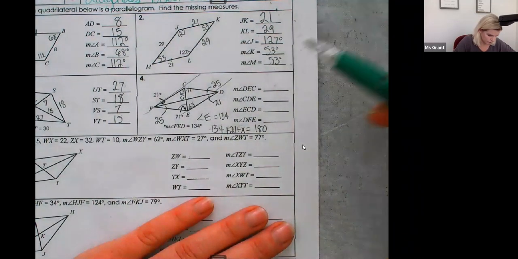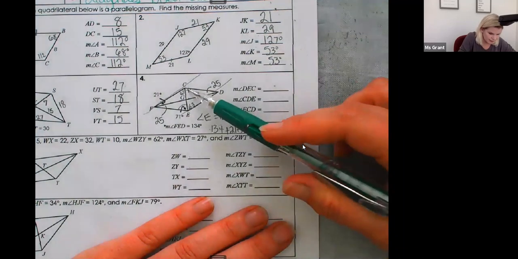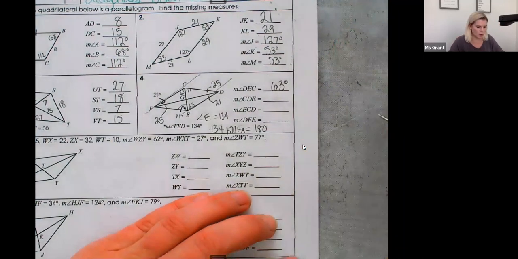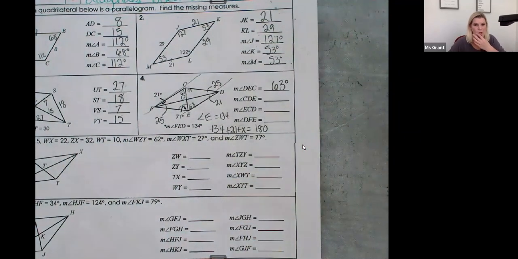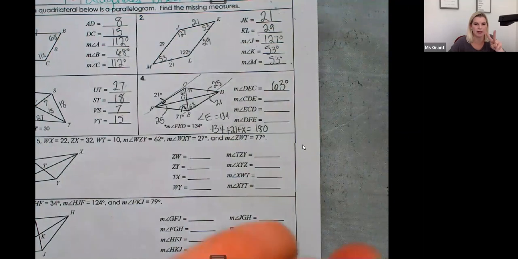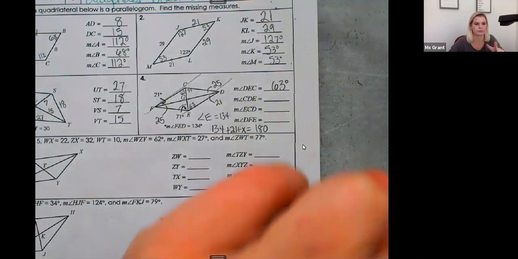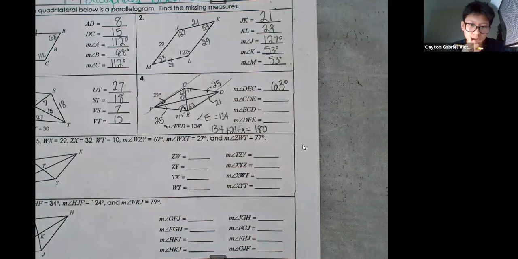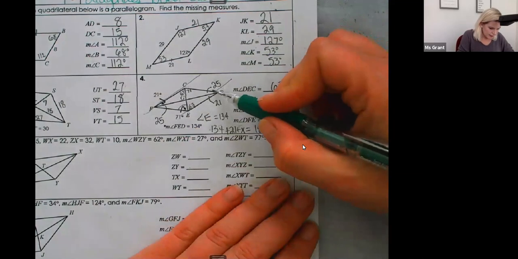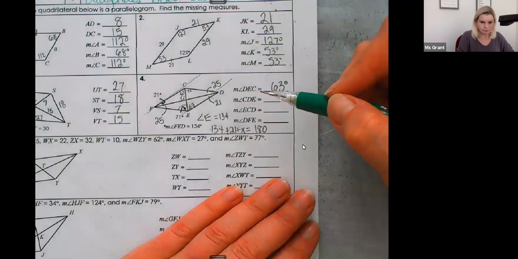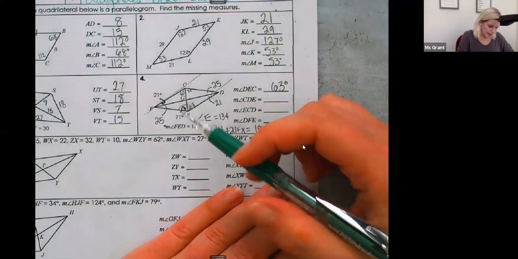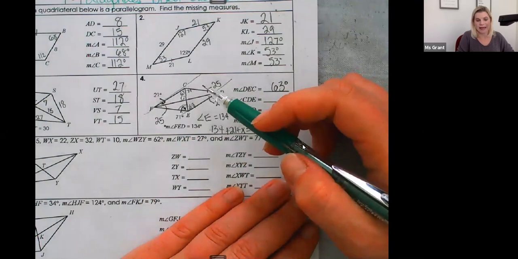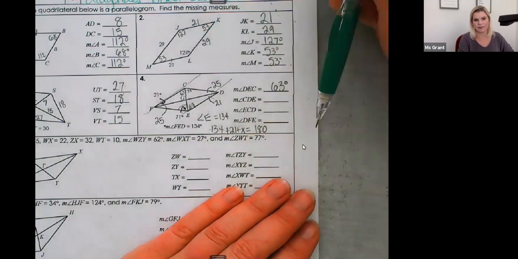DEC. Oh, I got that one. It's 63, right? So anybody have any questions on how I got what I got? I used alternate interior angles and I used consecutive angles are supplementary. Miss Grant, which ones are consecutive angles again? Like the giant angle D and E. They're right next to each other, right? They go in order. E and F, they're consecutive. F and C, they're consecutive. And C and D, they're consecutive. Okay, thank you.